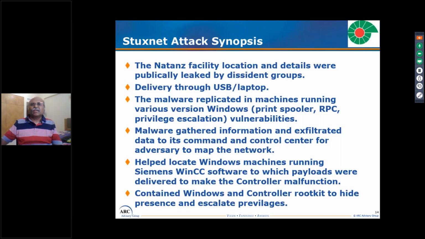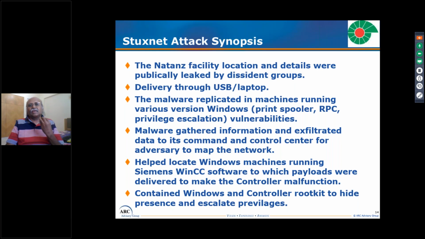The second one is Stuxnet, which we are very familiar with. It's an Iran nuclear facility. The delivery was through USB and laptop, which we are not very sure exactly how, but it was through social engineering. The malware replicated in various machines, and that vulnerability is from Windows, the printer spooler RPC privilege escalation vulnerability.